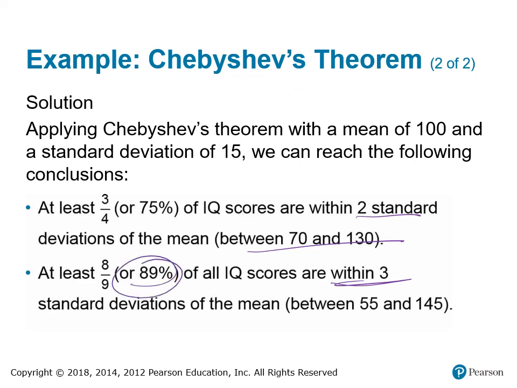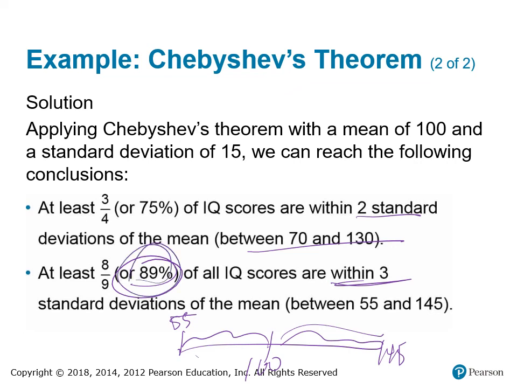So 3 times 15 away from 100, right? That would be 45 this way, which takes me to 55, and 145 the other way. So at least 89% of all your IQ scores should be in there.